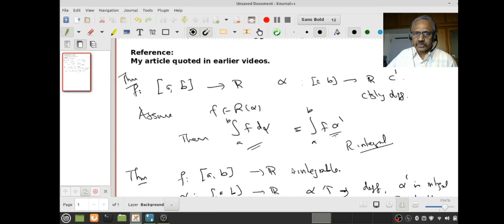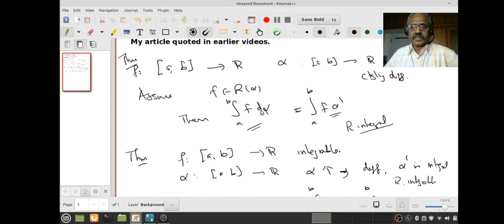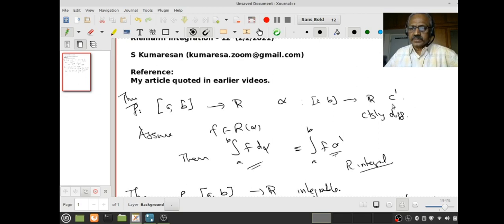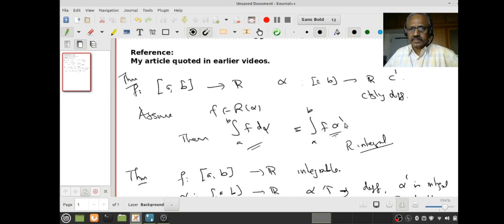Let us go through the individual merits and demerits, the pros and cons, of the various versions. Whenever similar-looking theorems appear, you should see what the hypothesis is and what the conclusion is. Here the conclusion is that the integrals are the same, but there you assumed f is alpha integrable, whereas here we are claiming that. Second, there the assumption is that alpha is just continuously differentiable, with nothing to do with increasing, whereas here we are assuming it is increasing, and we are not assuming alpha dash is continuous, only integrable. Because if alpha dash is continuous, then it is naturally integrable. So this is a slight weakening of that hypothesis.